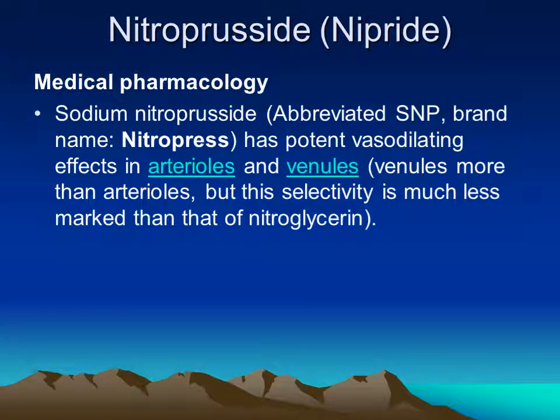So, sodium nitroprusside, abbreviated SNP, brand name Nitropress, has a potent vasodilating effect on the arterioles and the venules. It is administered intravenously in cases of acute hypertensive emergencies.